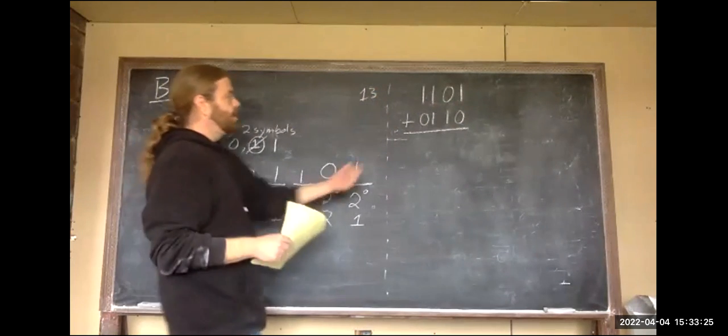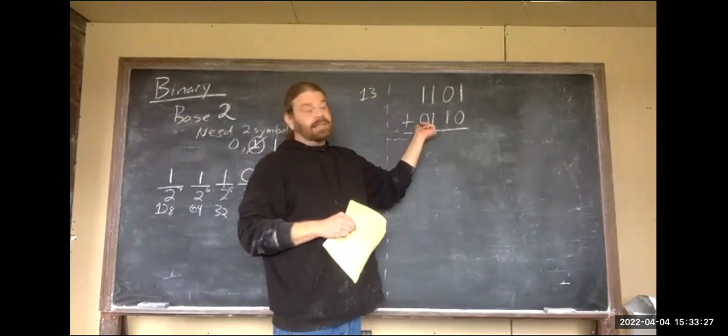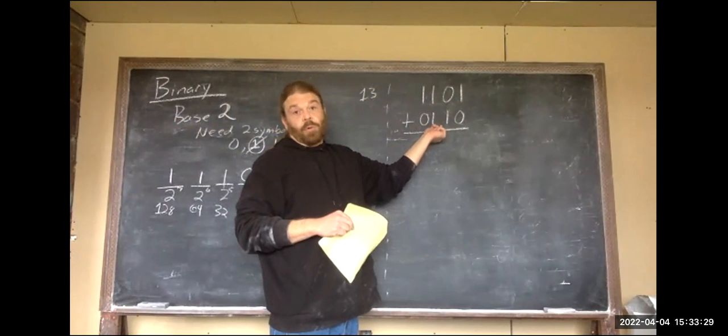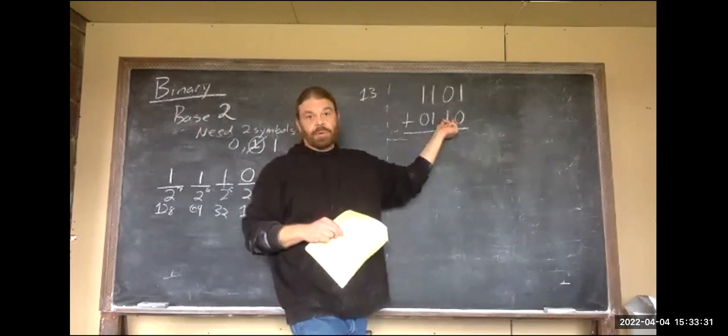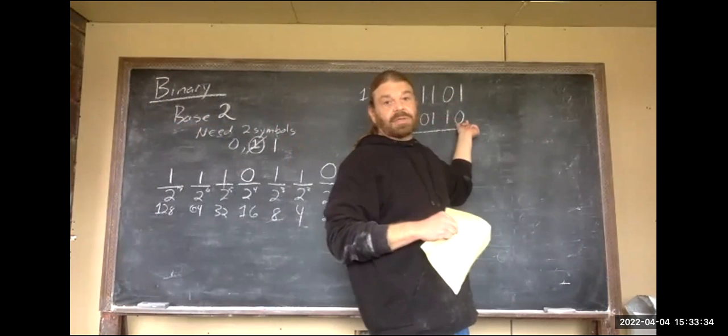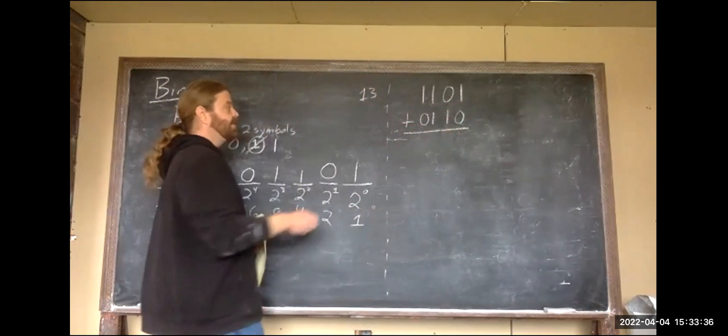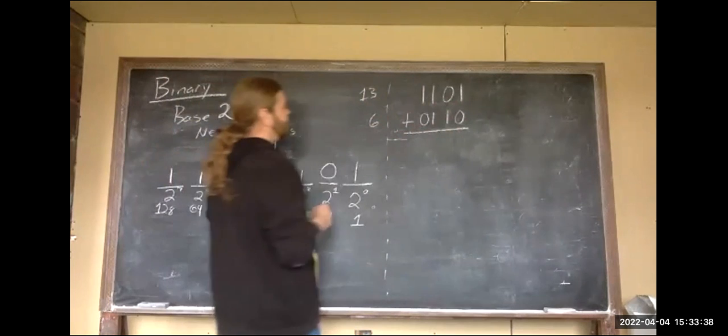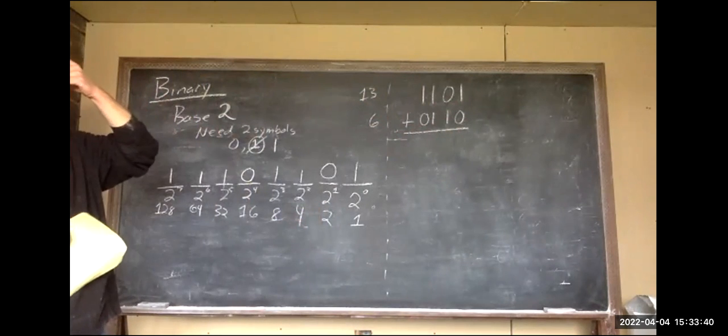And same thing down here. We don't have any 8s. We have a 4. Then we have a 2. We don't have any 1s. So 4 plus 2 would give us a 6. So if we add those, we should get a 19.